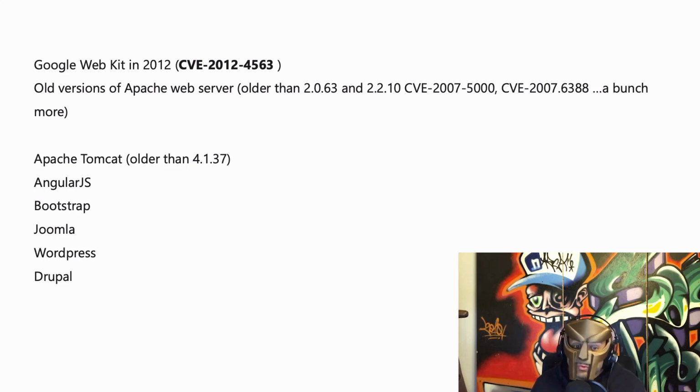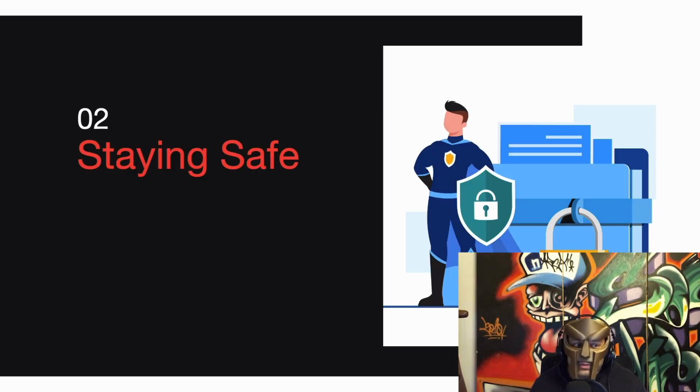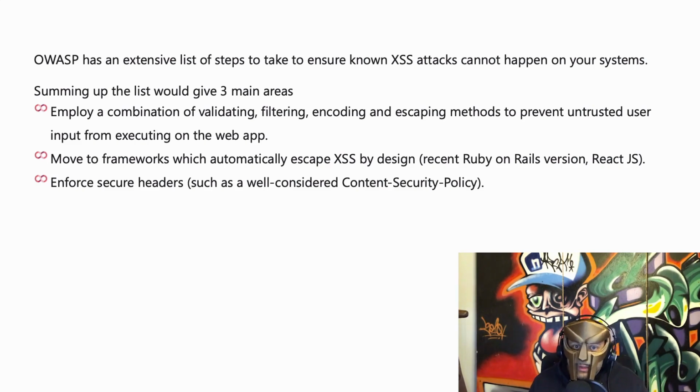AngularJS framework, Bootstrap, Joomla, WordPress, Drupal, they all had and have, depending on which modules and plugins you're using, cross-site scripting vulnerabilities. So how do you stay safe? OWASP, the organization, has an extensive list of steps to take to ensure known cross-site scripting attacks cannot happen on your systems. However, to summarize all of their lists from the various types of cross-site scripting, I would say that there are three main areas.